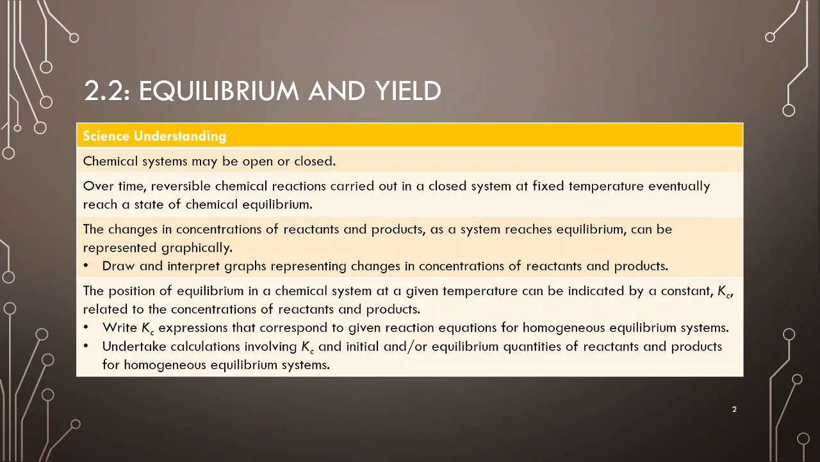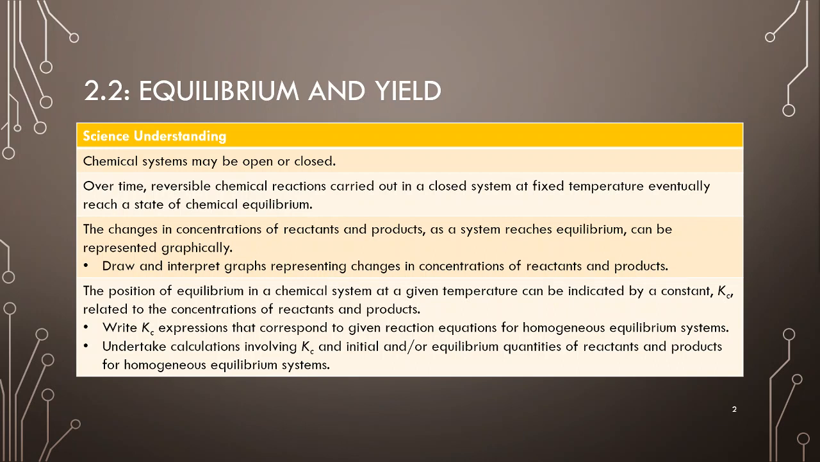Okay. Third one, the changes in concentration of reactants and products as a system reaches equilibrium can be represented graphically. What you need to be able to do is to draw and interpret graphs representing changes in concentration of reactants and products. So concentration versus time graph.